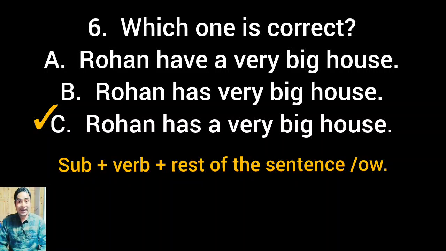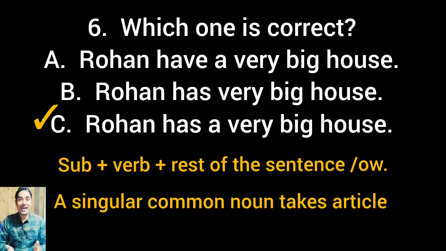And for the rest, we use have. I have, you have, we have, they have, etc. And if you are thinking why B is an incorrect sentence, because house here is a common noun. A singular common noun takes an article. So that's why B is an incorrect sentence.